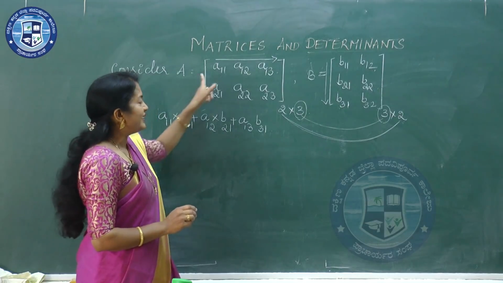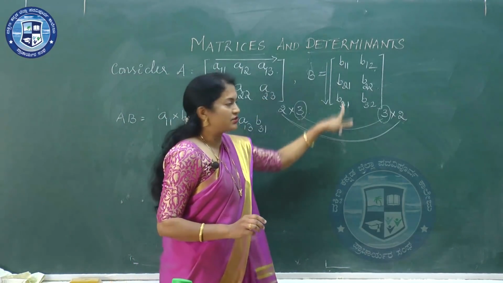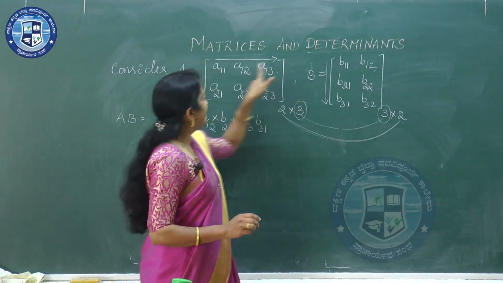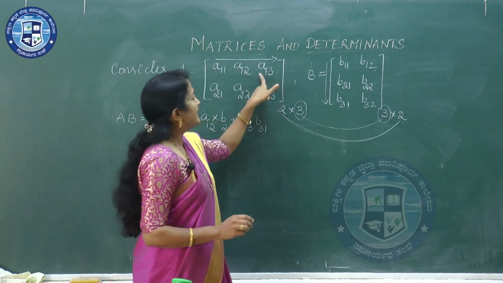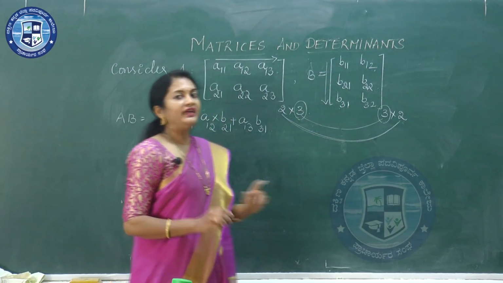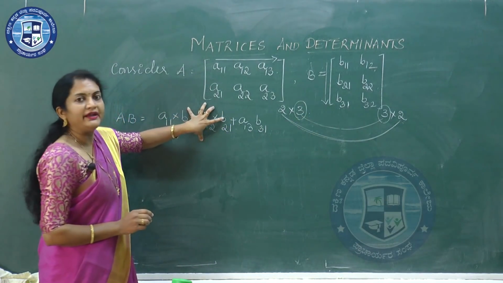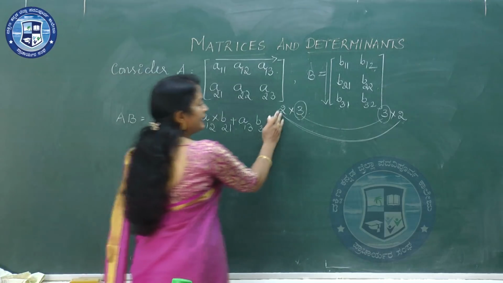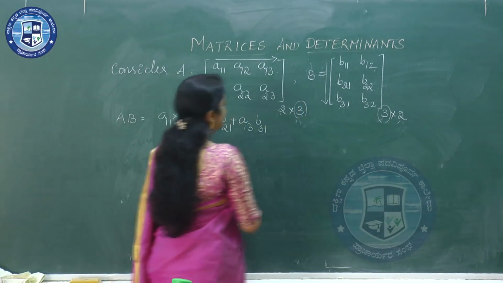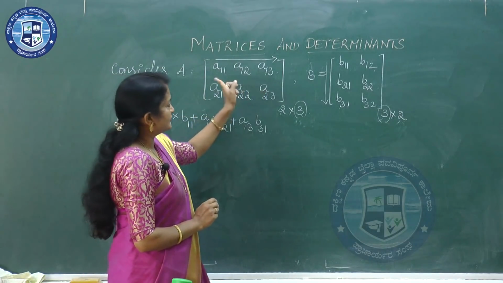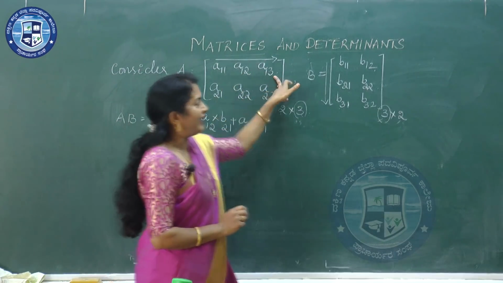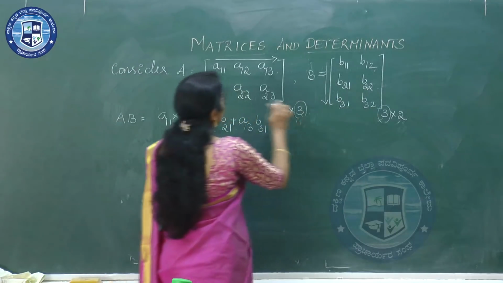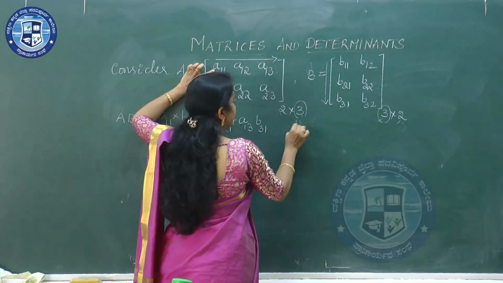row. By considering first row and the first column, by multiplying A11 B11 plus A12 B21 plus A13 B31, we will be getting the first element of the product matrix AB in the first row. Now, second element will be what we will see. For the second element also, first row and the second column we will consider.